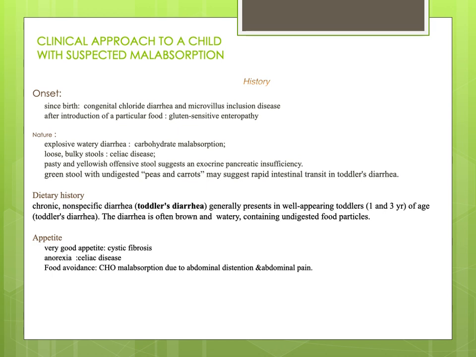The dietary history is very important. A common example is a child with chronic non-specific diarrhea, which is the toddler's diarrhea. The appetite of the patient also is very important. Patients with cystic fibrosis have very good appetite, while patients with celiac disease usually tend to have anorexia.